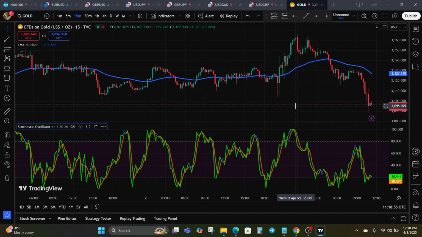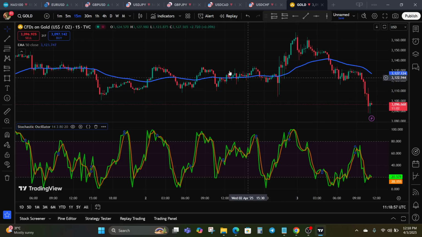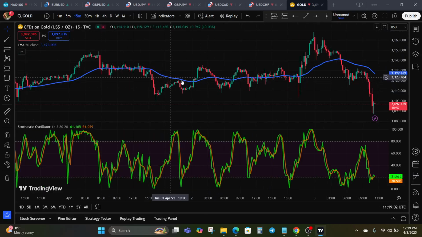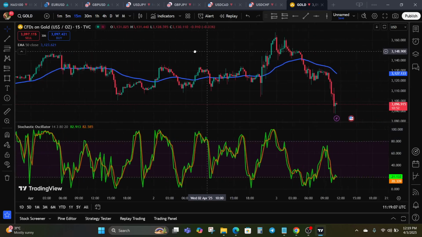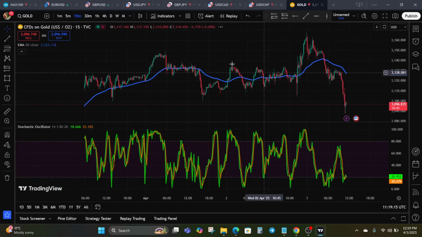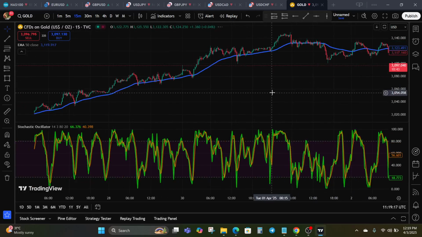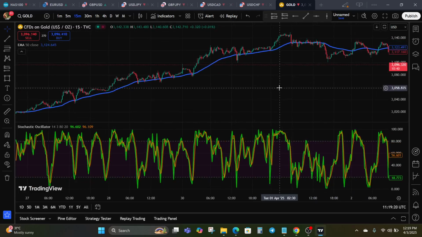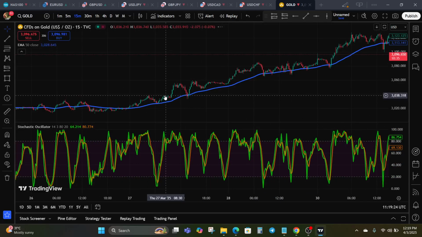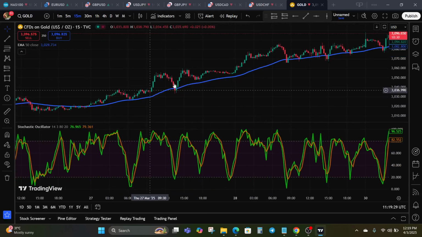So for your chart setup, you open the 15-minute chart on gold. You apply the 50 EMA and the stochastic oscillator indicators, and then you have to identify whether the market is trending or ranging before taking your trades. It's very important. You have to be aware of the prevailing market condition before executing your trade. For a buy trade, the price must be above the 50 EMA. It's compulsory, confirming an uptrend.